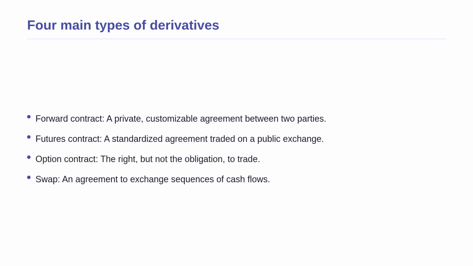The third type is an option contract, which gives you the right but not the obligation to buy or sell an asset at a set price before a certain date. Finally, a swap is an agreement where two parties exchange sequences of cash flows over time, like trading a fixed interest rate for a variable one.